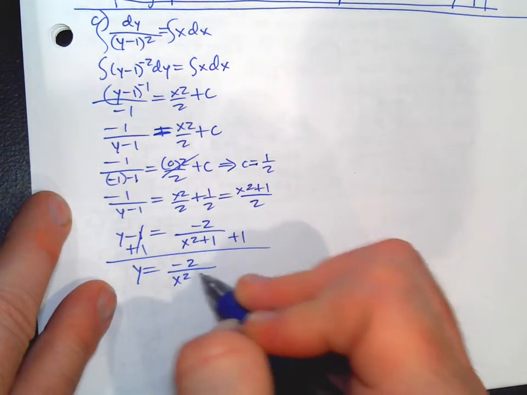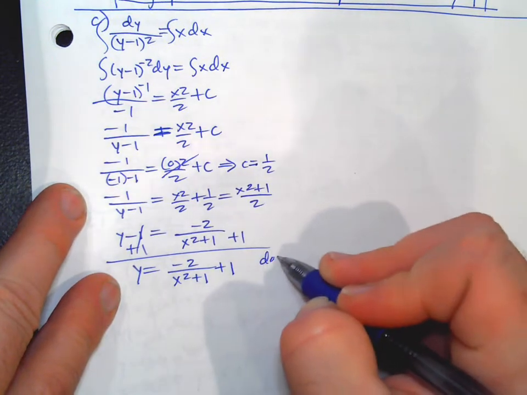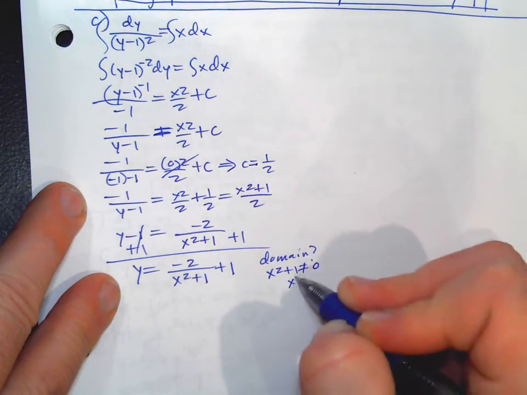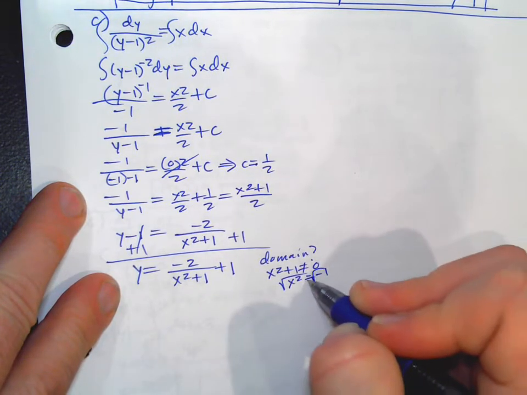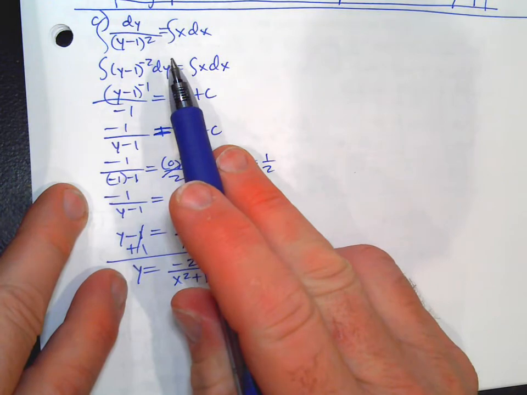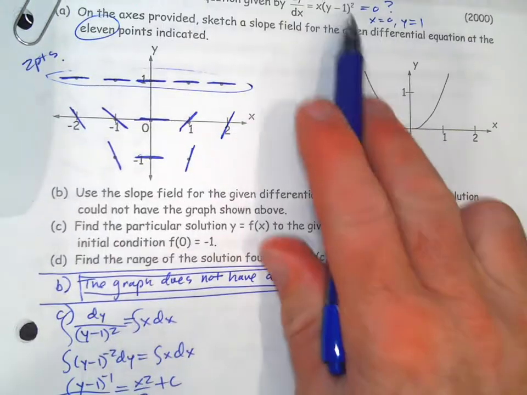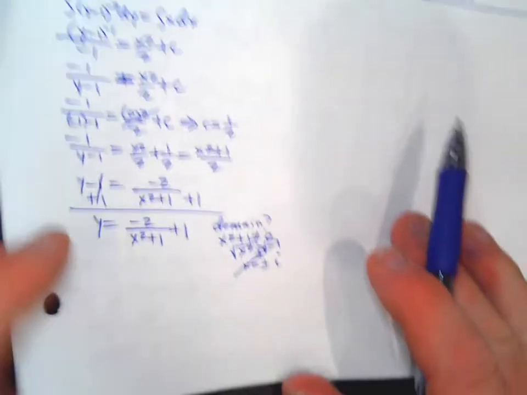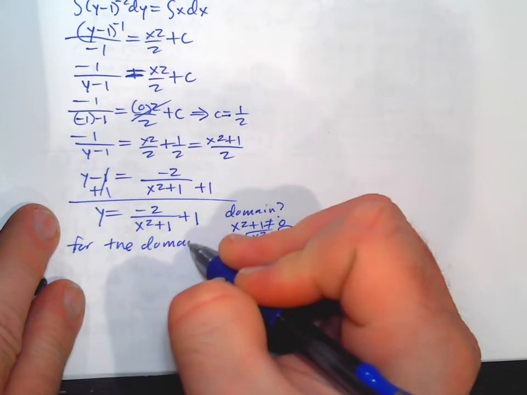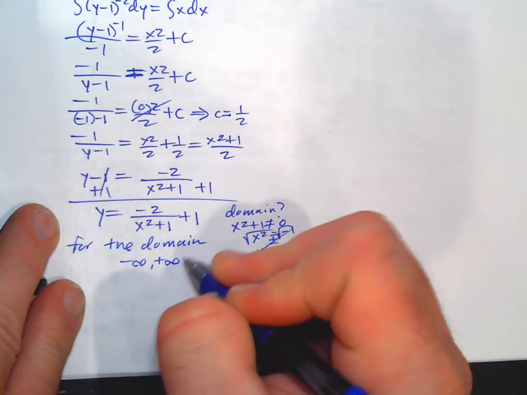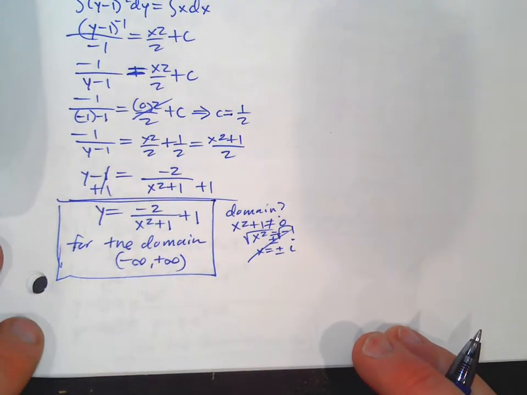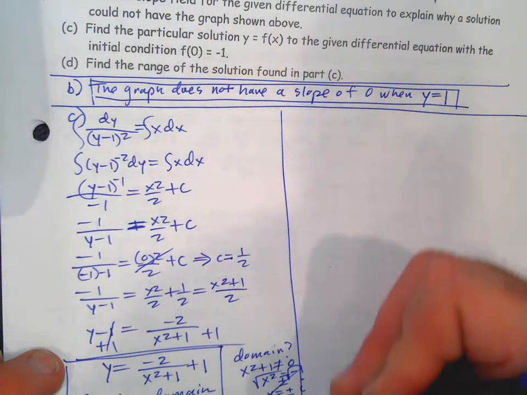Now we've got to check out the domain. Can't divide by 0, which can't even happen, you get imaginary. The original problem was totally okay. No issues there with x or y causing that to be undefined. So the domain is going to be all reals, negative infinity to positive infinity, a single open interval.